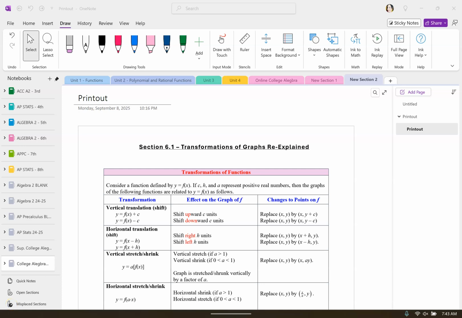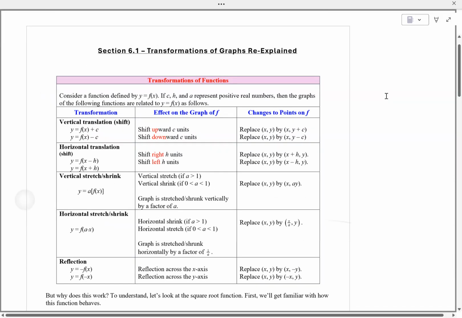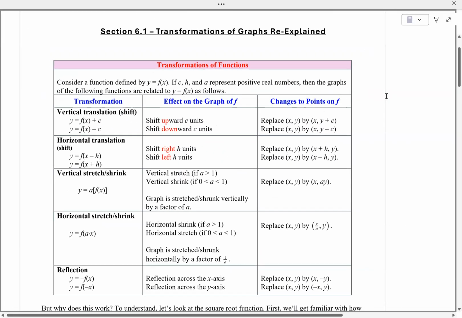Hey guys, so I wanted to make a quick video to re-go over some of those transformations that we talked about in class. So what I did here is I went ahead and put the table first, okay? And so as you can see, it goes vertical translation, horizontal translation, vertical stretch and shrink, horizontal stretch and shrink, and then we will end with a reflection.